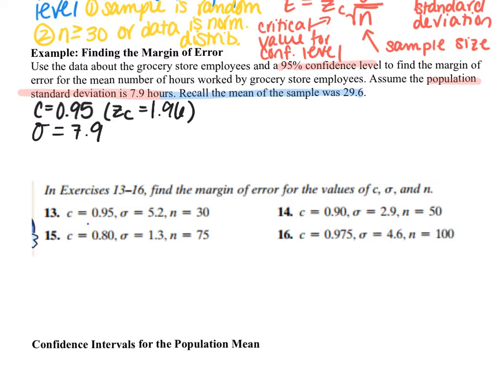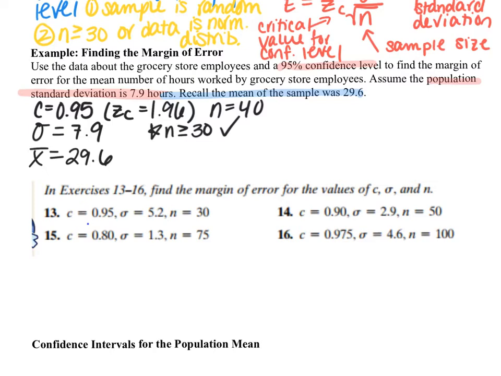And our mean of the sample was 29.6. What else? Our sample size is 40. We have that from the earlier problem. And then our sample is, so then we'll just put a little star here. N is greater than or equal to 30, so that's fine. And our sample is random, okay?